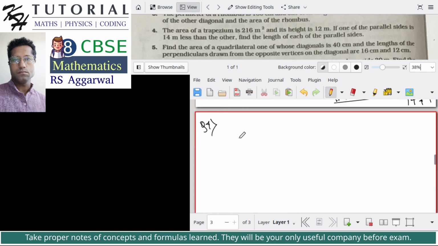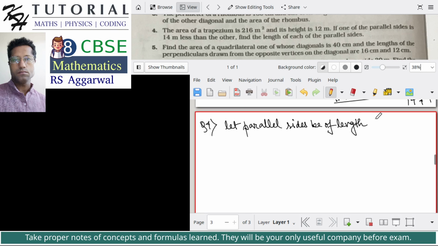The area of a trapezium is 216 meter square and its height is 12 meter. If one of the parallel sides is 14 meter less than the other, find the length of each of the parallel sides. As per our assumption, I always assume the length of the parallel sides to be x and y, where x is the length of the shorter parallel side and y is the length of the larger parallel side. So let parallel sides be of length.